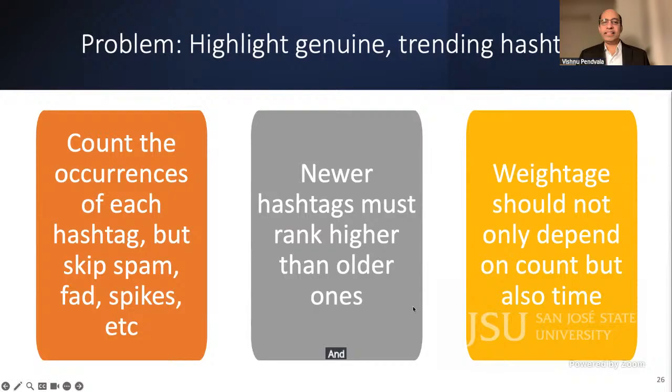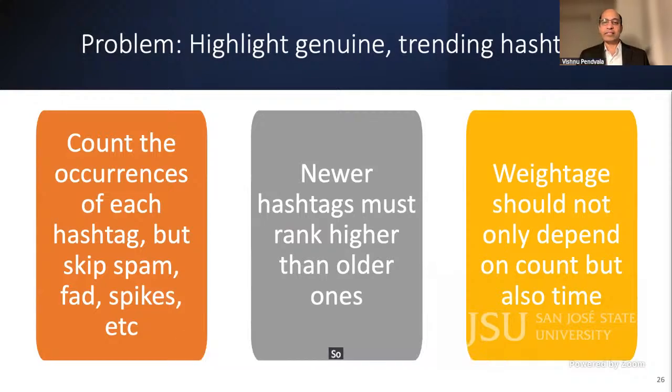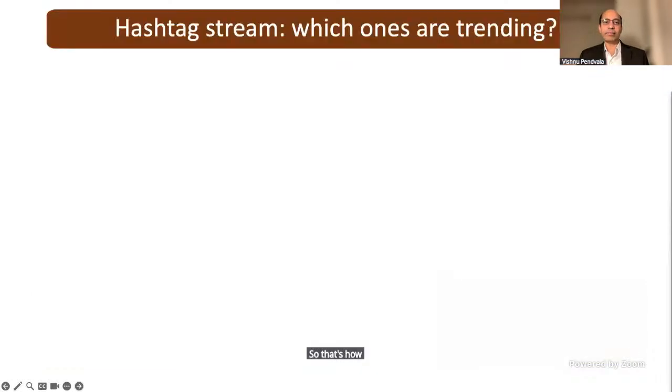And the third is weightage should not only depend on count, but also time. So we'll give higher weight to recent occurrences and let the old ones fade away. This models the social momentum. Things stay hot only if they keep being mentioned. If they are not mentioned in the recent tweets, then they fade away. So that's how the algorithm seems to work.